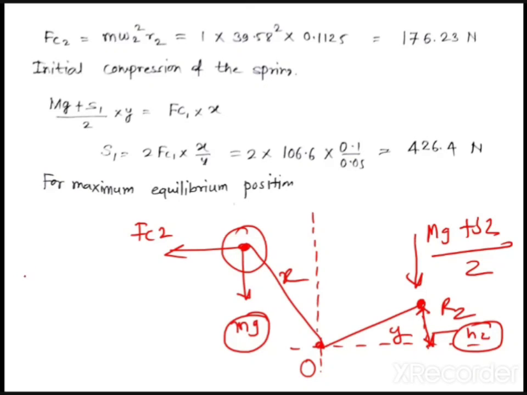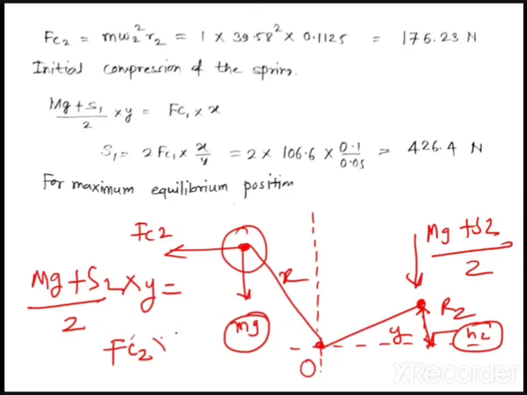For the maximum position, what is the equation? (mg + S2)/2 multiplied by y is equal to FC2 into x. Guys, now message me fast. Have you understood how to draw the maximum and minimum equilibrium position diagrams and how to take the moments?